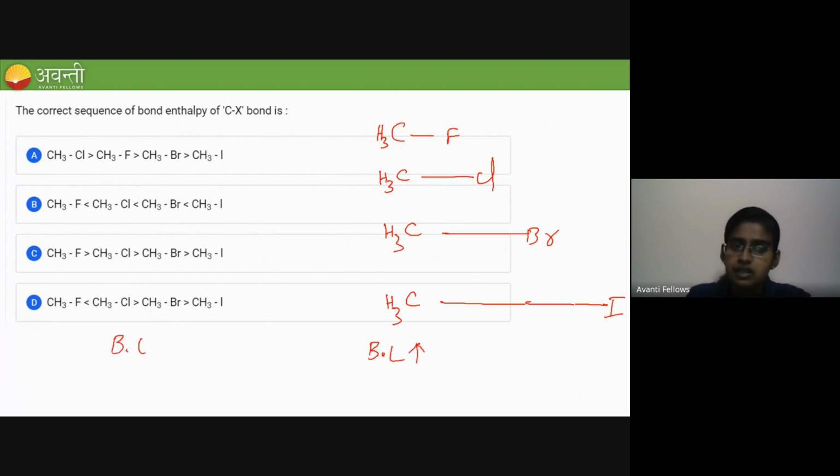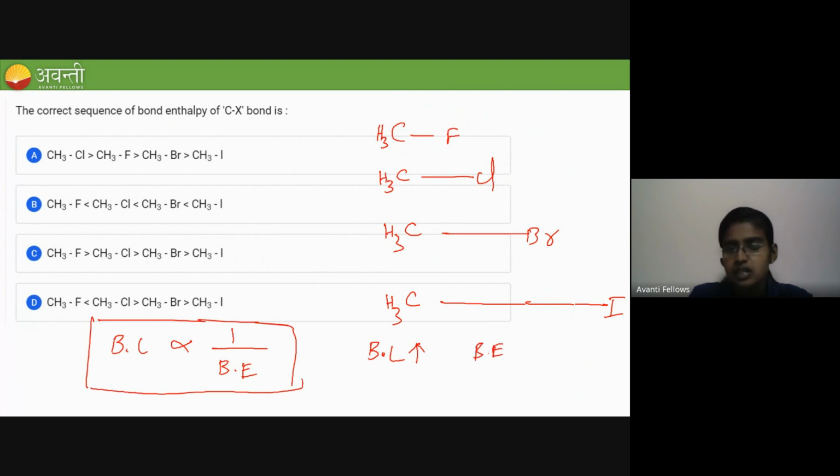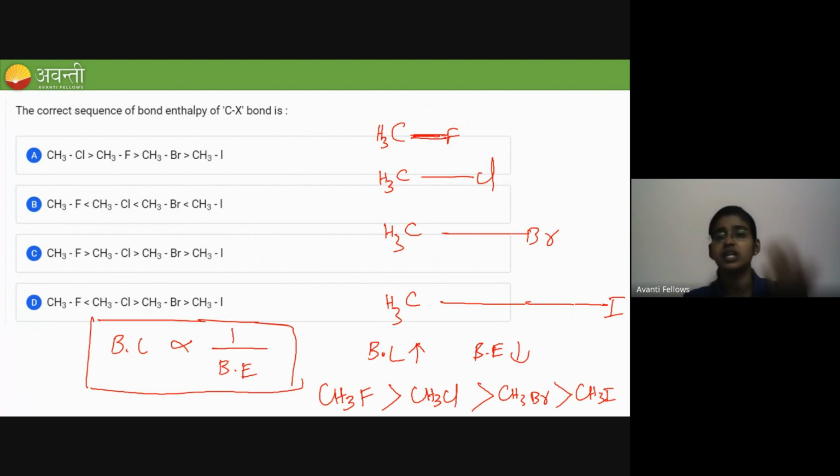Bond length and bond enthalpy are inversely proportional, right? So if one increases, the bond energy will decrease. So CH3I will have the least value, then CH3Br, then CH3Cl. The one having the highest bond energy is CH3F because bond length is very short, so it is very strong. Energy required to break the carbon-fluorine bond is very, very high. So this particular order is given in option C: fluorine, chlorine, bromine, and then iodine.